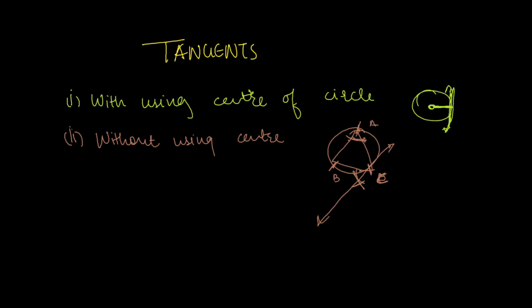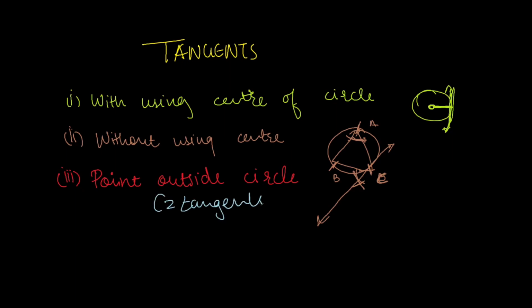The third type of construction which we saw was a point outside the circle. A point was given outside the circle and we have to draw two tangents. So remember, in this case you have to draw two tangents when the point is given outside the circle. A circle was there, a point was given, point P, outside the circle.